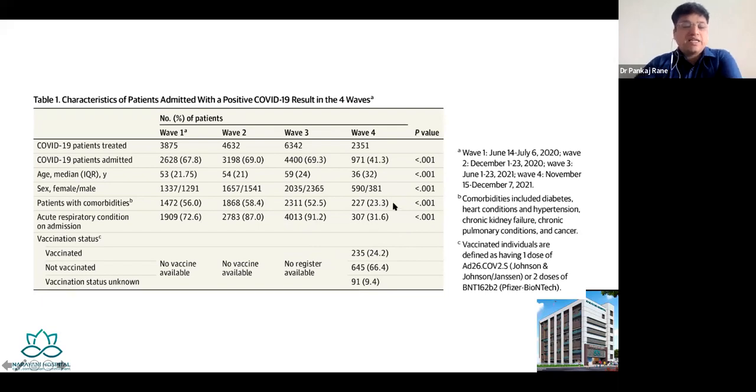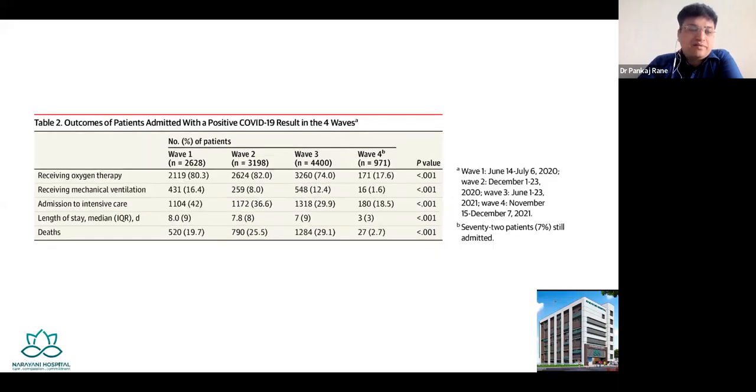Now this is very interesting data. They studied the vaccination status of the 971 admitted patients. In the first 3 waves there was no vaccination registered. For this fourth Omicron wave, only 24% of the admitted patients were vaccinated. 66% of the patients were non-vaccinated, and vaccination status was not known in around 10%. So almost 75% of the patients who got admitted in hospital were not vaccinated. So vaccination is definitely protecting you from getting admitted.